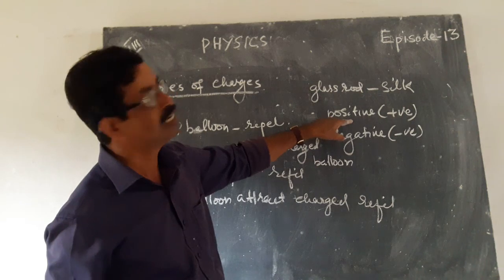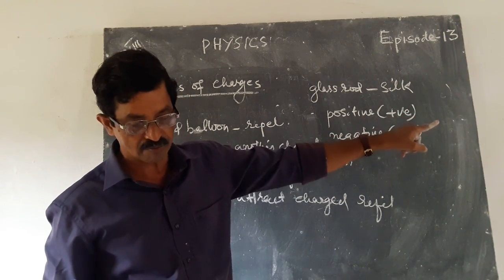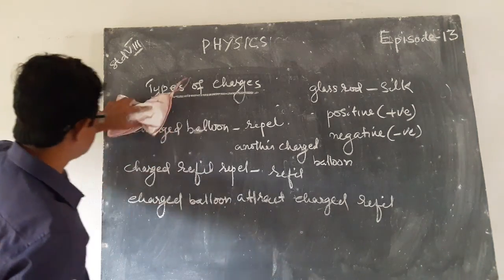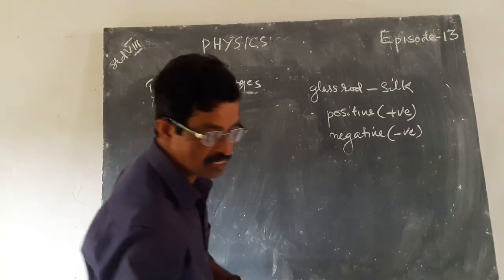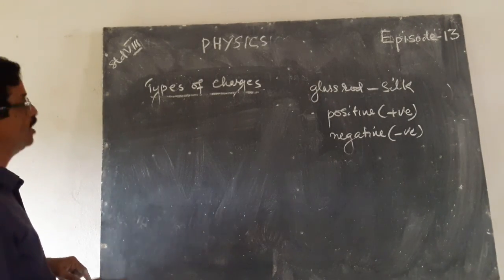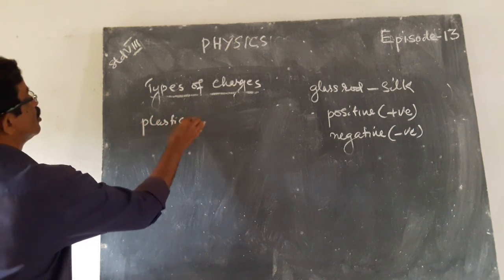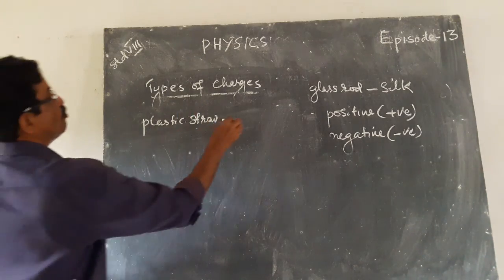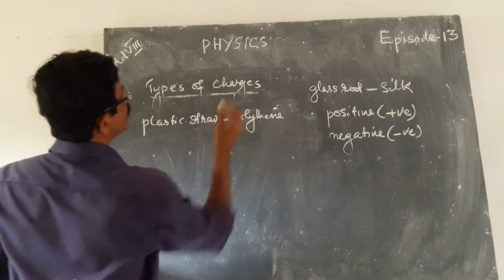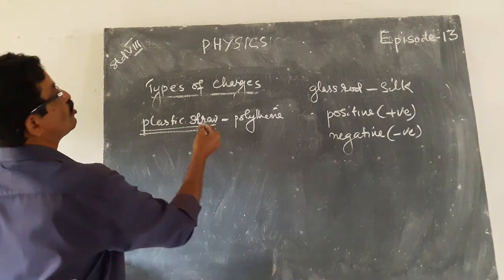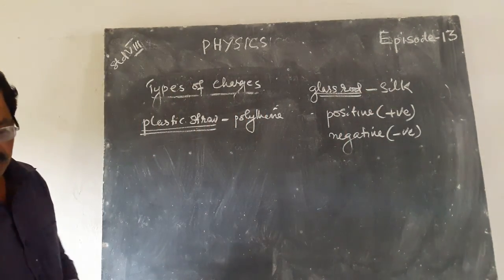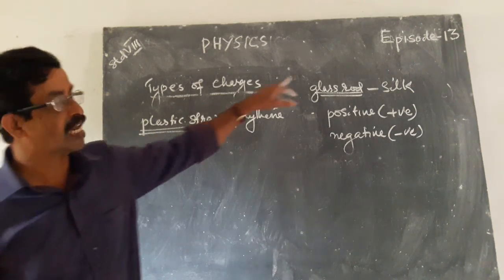One is positive. Which charge do we consider as positive? When a glass rod is rubbed with silk, the charge formed in the glass rod we conventionally take as positive, and the other charge is negative. Now we see the glass rod, whose charge is positive, and a plastic straw rubbed with polythene. This plastic straw and glass rod attract each other.